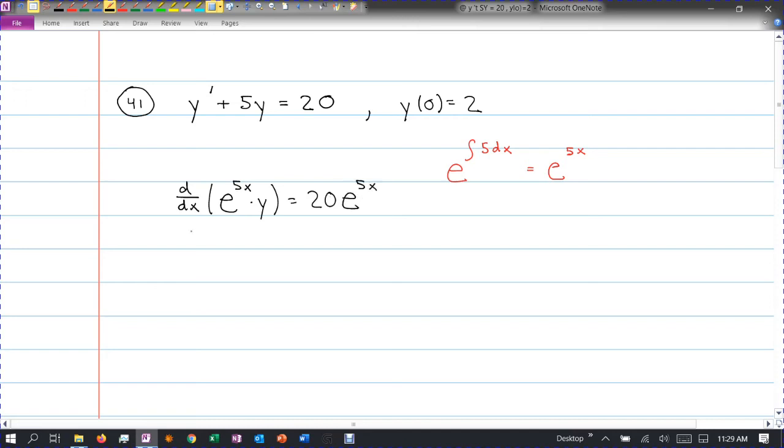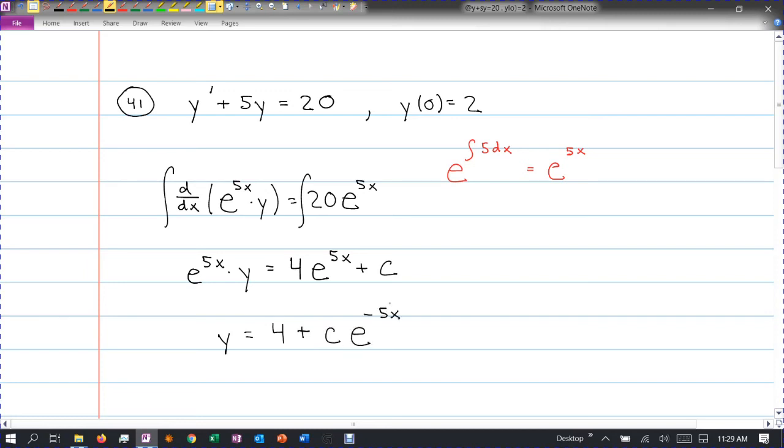All right, so now we integrate with respect to x. The left side is just e to the 5x times y, and that equals, now this one will come out to be 4e to the 5x plus a constant. And now we divide through by e to the 5x, and we get 4 plus c times e to the negative 5x. All right, so that's what we had done in the previous 40 problems.